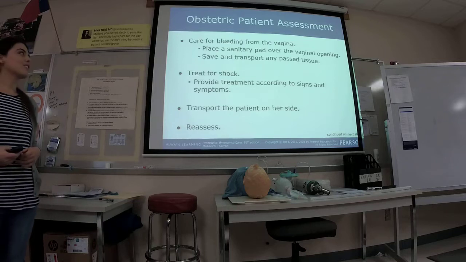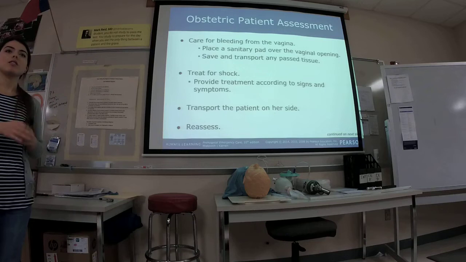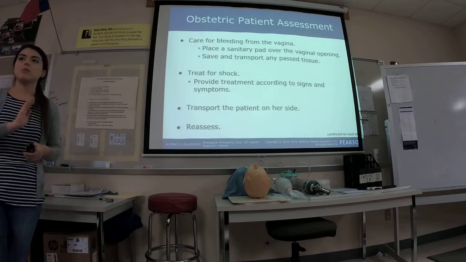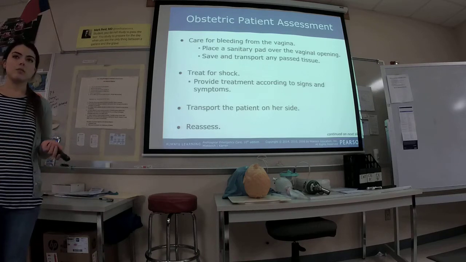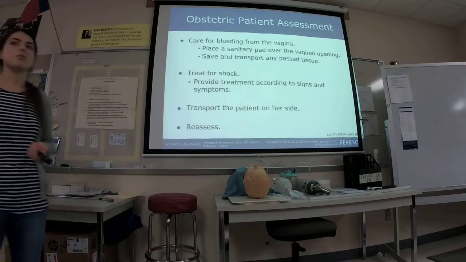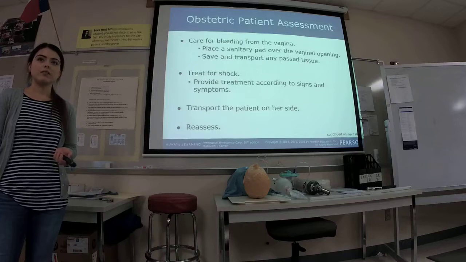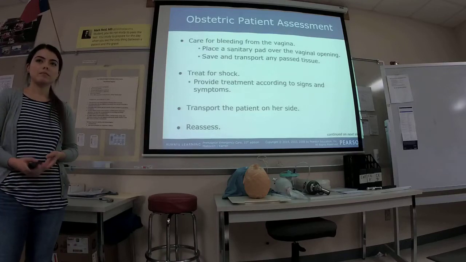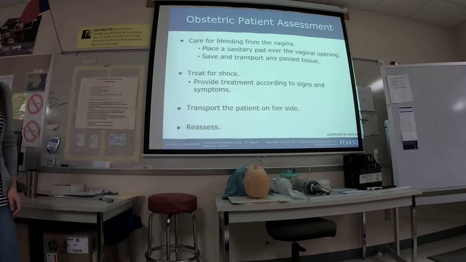For the bleeding of the vagina, we don't want to pack anything inside. We just kind of want to gently apply a little bit of pressure on the outside. Treat for shock if these symptoms are there. So what kind of shock symptoms are present in someone experiencing shock? Cold, clammy skin. Yeah, cold and clammy skin. Pulse is weak and rapid. Yeah, weak and rapid.